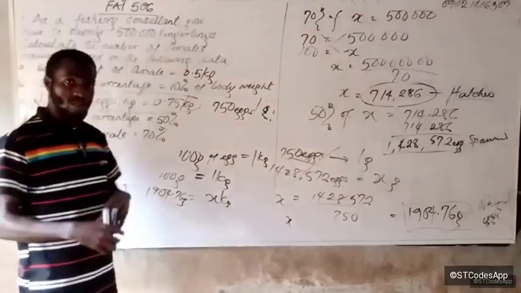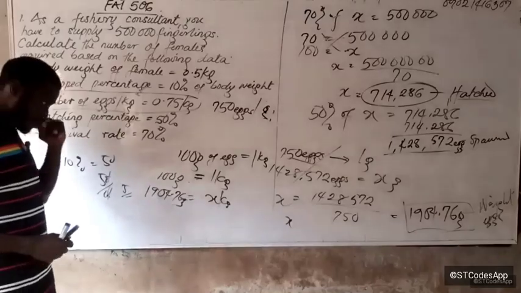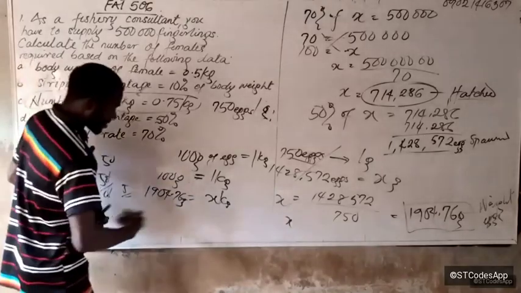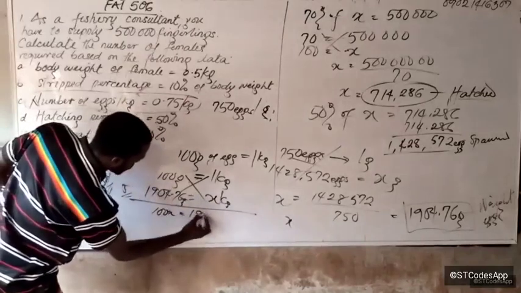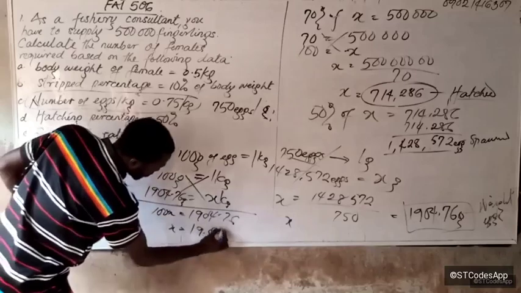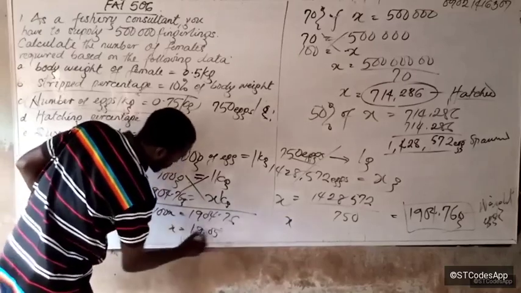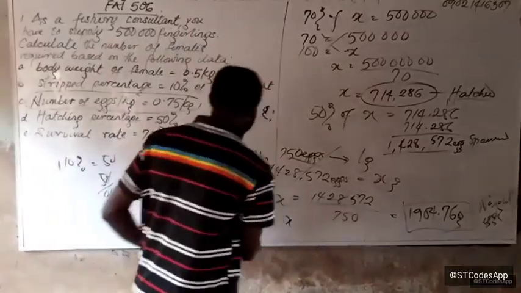If you don't get it, just comment in the comment section and I'm going to re-explain in another way. So we are going to cross multiply this, and we'll have 100x equals 1904.76. That becomes x equal to approximately 19.05 when you divide. All right, kg now, kg.